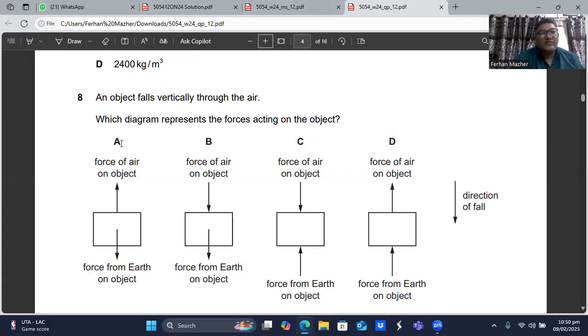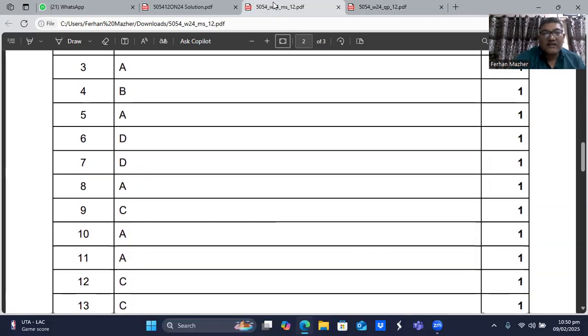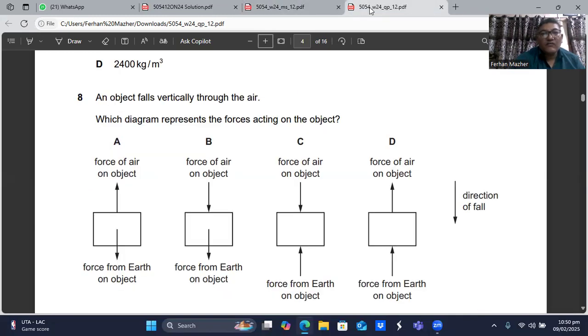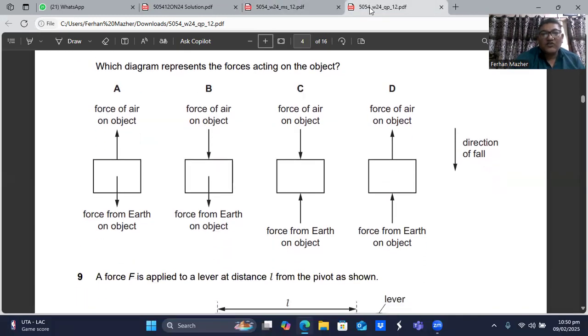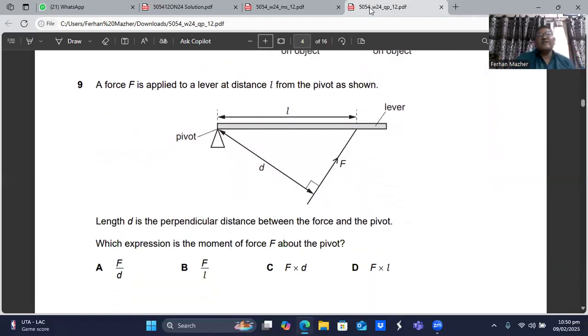I think A. The force of the air on the object will be opposite to the motion, and that will be in the upward direction, and the force from the earth on the object will be in the downward direction. So I think question number 8, A is the choice. Question number 8, A is the right choice. So let's go to the next question. And the next question coming up on your screen is question number 9.